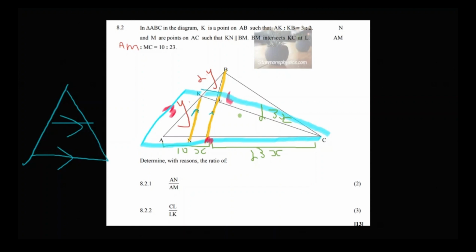Okay, and then what about KL? KL would be in proportion to NM, but we have no idea what NM is, guys. Remember, we know what AM is. AM is 10x, but we have no idea what NM is, so we're just going to leave that out.